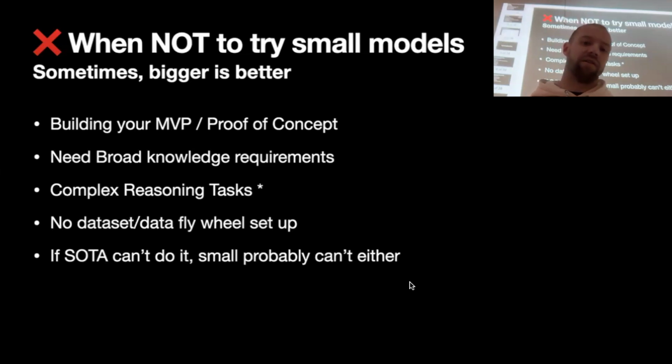If you need broad knowledge in these, I would also say just use the big and best models. Complex reasoning tasks, I have an asterisk because I think the smaller models are getting better at this with some techniques, but the jury's still out on that. And then as soon as you have your data set and data flywheel set up, then I think it's a great time to start thinking about small models.